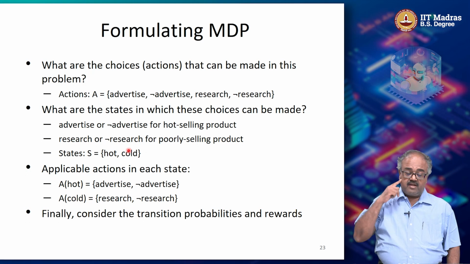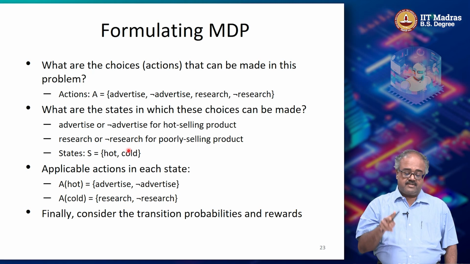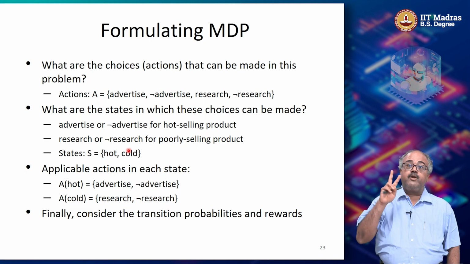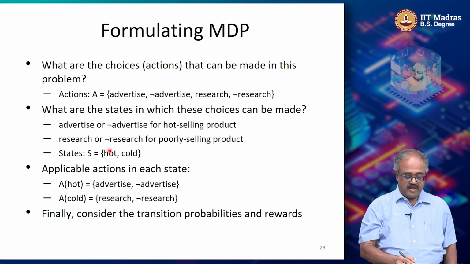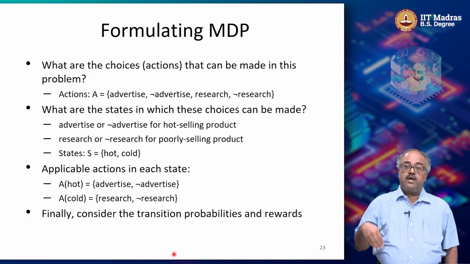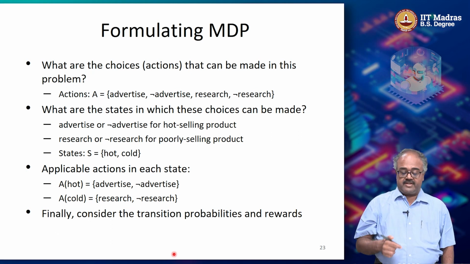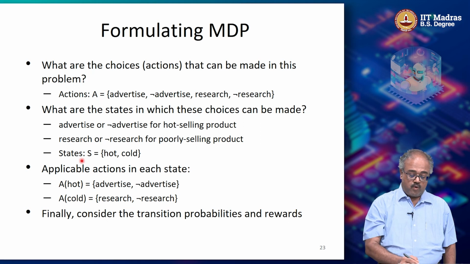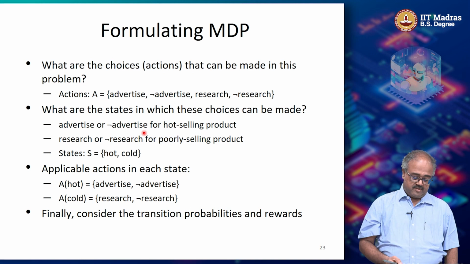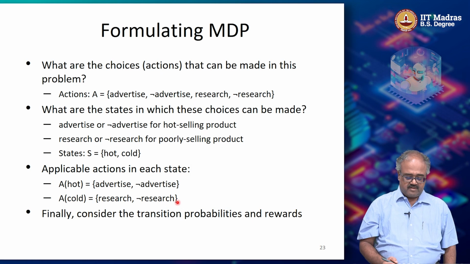And what are the actions, right? There are 4 actions actually, if you think about it. I can advertise, not advertise, do research, don't do research. So there are 4 actions here, but only 2 actions are available at a time, right? So if you are in state hot, you can advertise or not advertise. If you are in state cold, you can research or not research. So these are the only 2 actions that are available in each of the states, even though totally you have 4 actions. So A of hot will be advertise or not advertise, A of cold will be research or not research, right? So that's basically what we have. A of hot is advertise or not advertise, A of cold is research or not research.